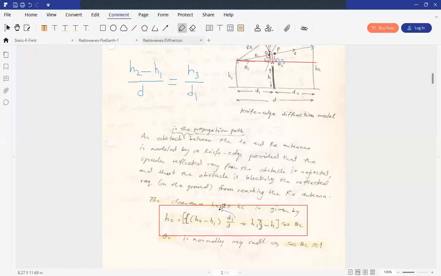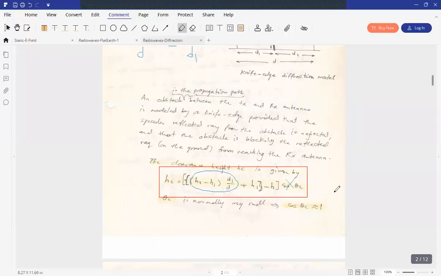This is H3. But here the clearance is H3 plus this distance, from here to here, which is H1 minus H. Here it is H1 minus H, and theta C is 0. That's the equation. Okay. Clear? Yeah.